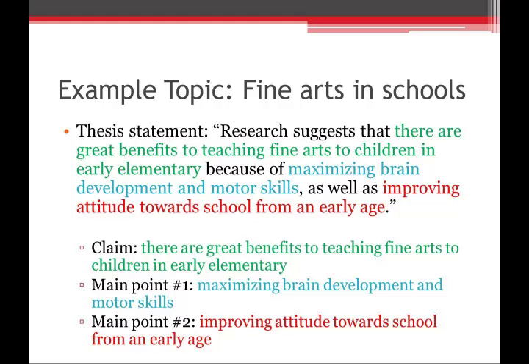Those same 2 main points that you preview are going to each be expanded separately in the body of your outline. So in the first main point, you will break that down and provide several subpoints. And everything under that main point will just cover brain development and motor skills. In the second main point, you'll have another section that also has subsections. And again, the subsections will provide information that supports improving attitude towards school from an early age.